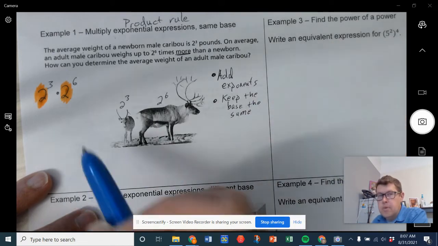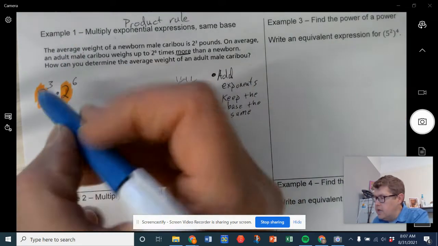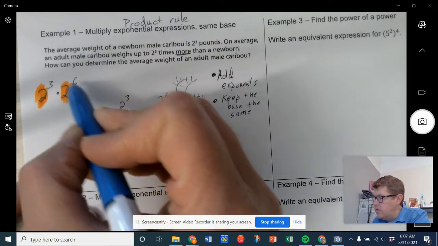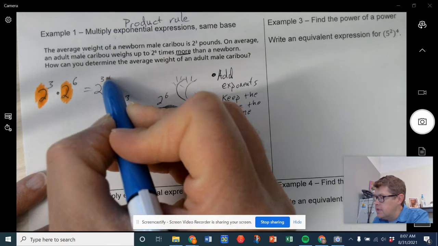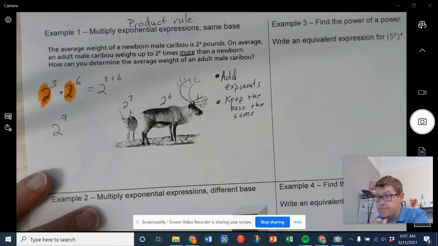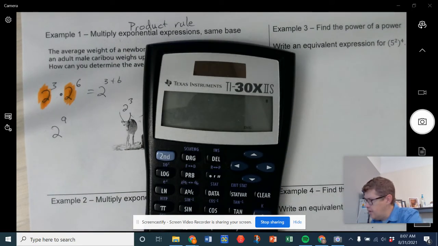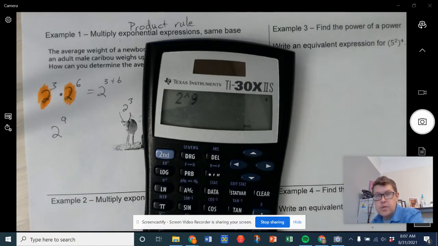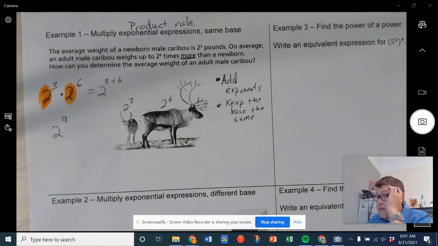Okay, so when you're multiplying them like this, we keep the base the same, so it's going to be 2, right? And then we add those two exponents together. So it becomes 2 to the 3 plus 6, which is 2 to the 9th. If we put that in our calculator, which I'm not going to stress about during this part, 2 to the 9th is 512 pounds. So that's the average weight of an adult male caribou, over 500 pounds.